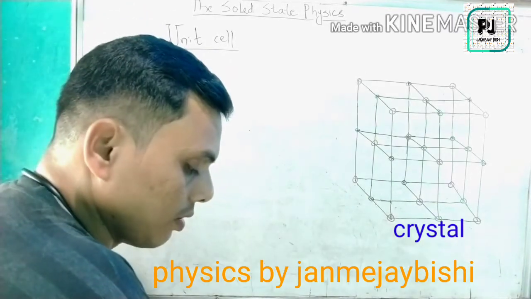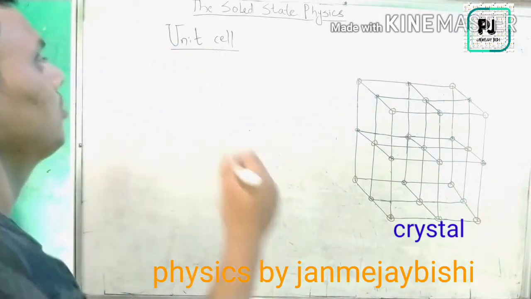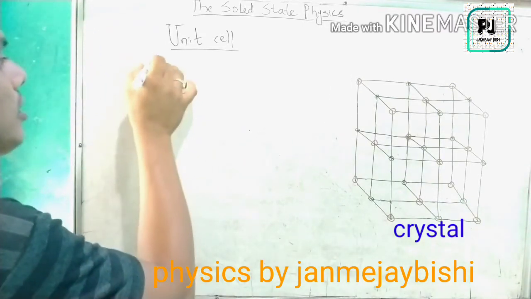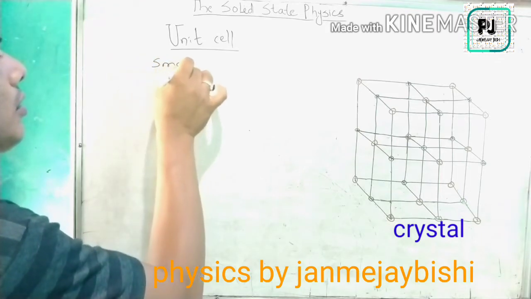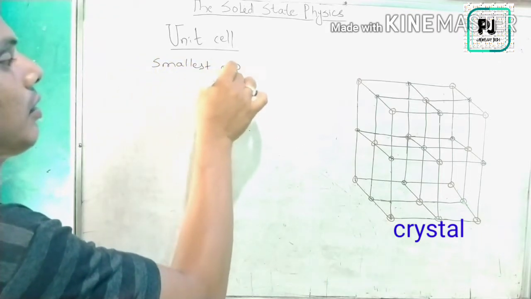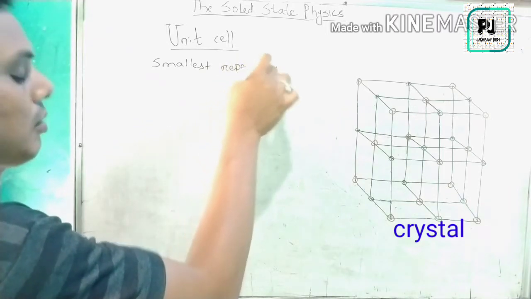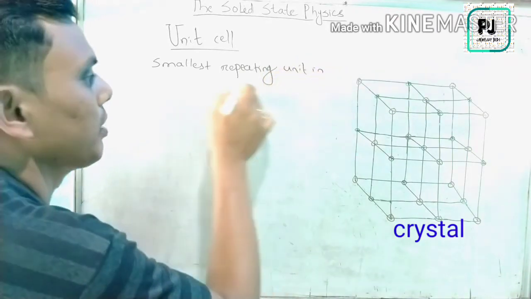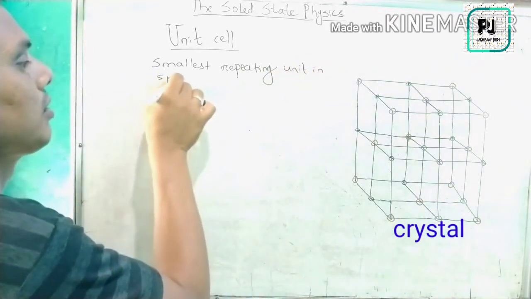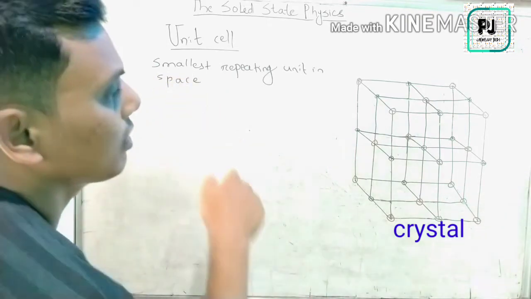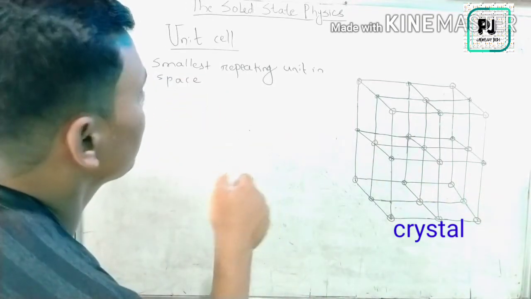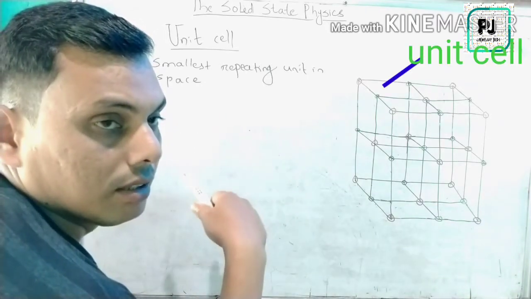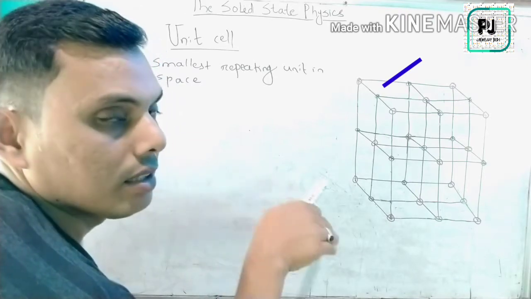So first, what is the meaning of unit cell? First, you have to know what the meaning of unit cell is. Actually, this is the smallest repeating unit in space. The unit cell is the smallest repeating unit in space, which will continuously repeat over and over, and it will make the crystal.